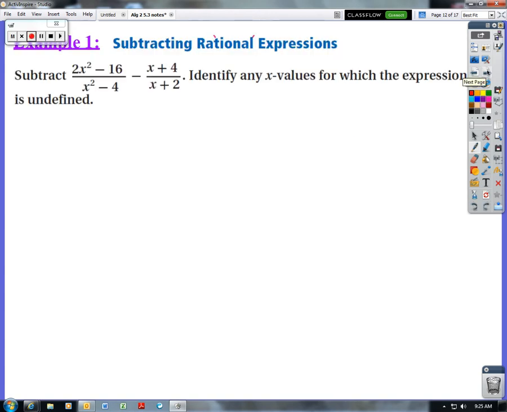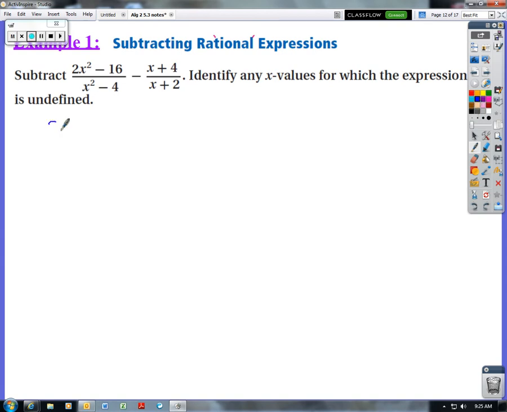I don't know why it says example 1 because it really is not. It should be example 4. This time we're going to subtract. Subtraction and addition follow the same process. The only difference is there's a negative that's going to eventually have to get distributed. So the same steps apply.